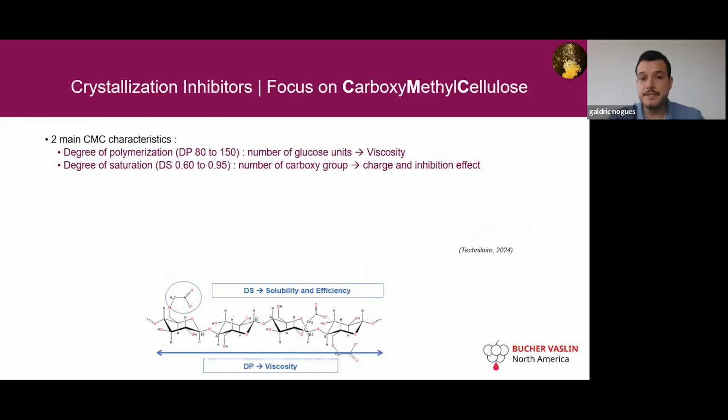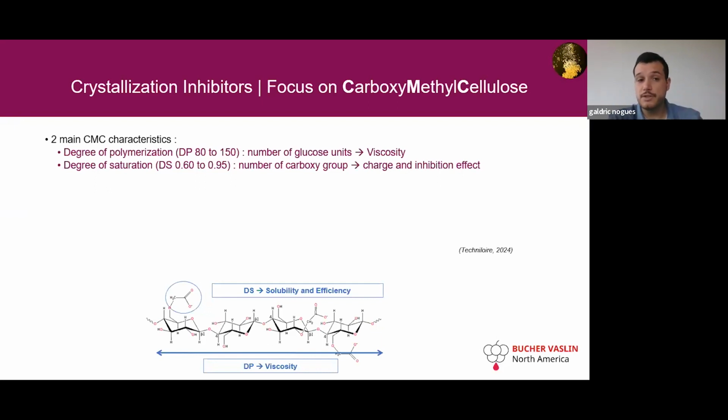When it comes to the CMC, carboxymethylcellulose, most of the time when we speak about CMC, we speak about two different degrees. The first is the degree of polymerization. Most of the time, it's between 80 and 150, which corresponds to the number of glucose units per chain of CMC. And this is very well connected to the viscosity. The higher the polymerization degree, the more viscous the CMC, so basically not very handy, not very easy to use.